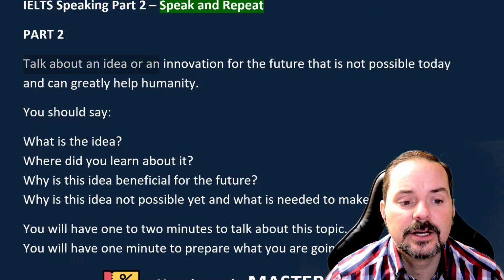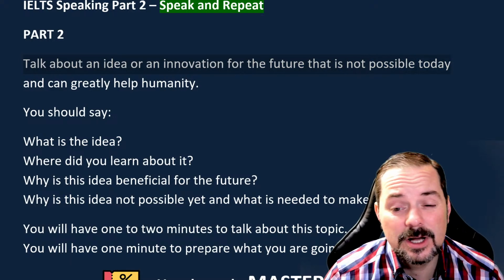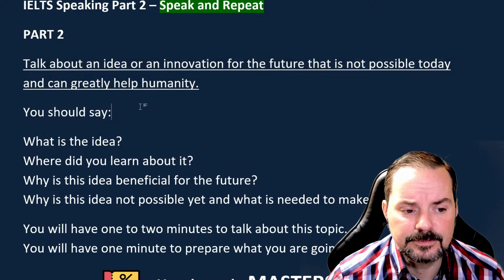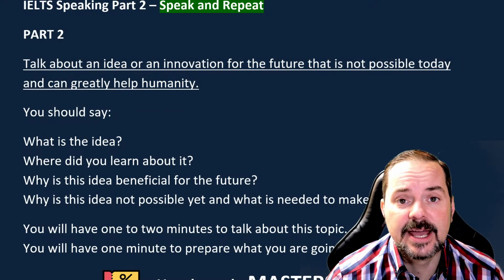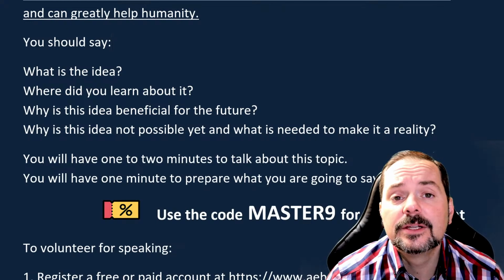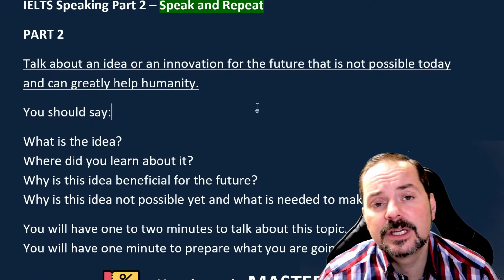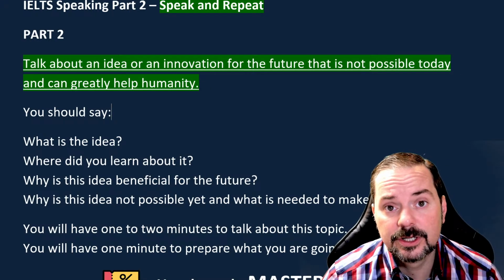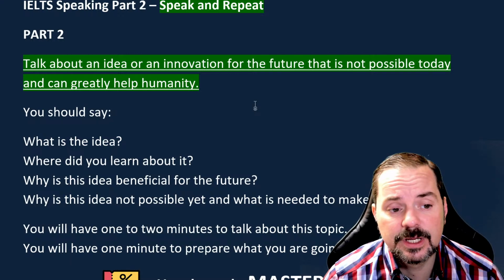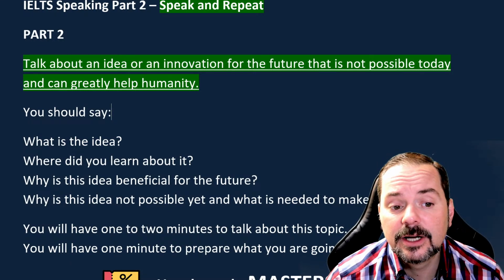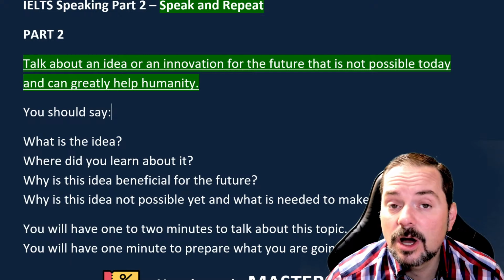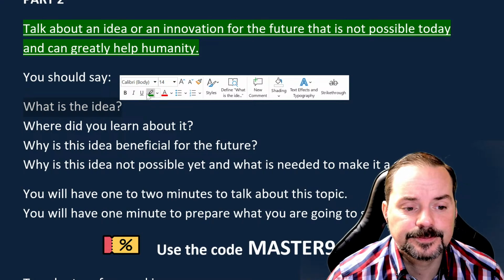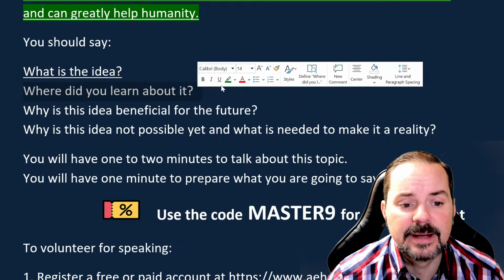Talk about an idea or an innovation for the future that is not possible today and can greatly help humanity. Your 1 minute preparation begins now. Okay, and then read the question. So even though the examiner will give you the topic, you should read that again on the card just to make sure you are 100% clear. Don't rush reading the card, okay? So talk about an idea or an innovation for the future that is not possible today and can greatly help humanity. You should say, what is the idea? Where did you learn about it?